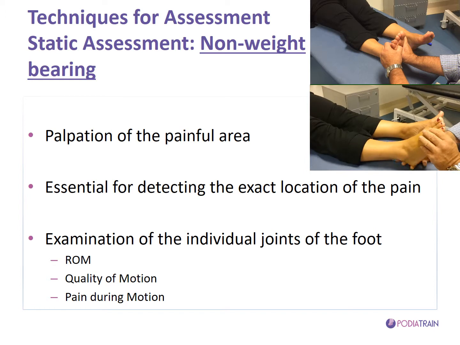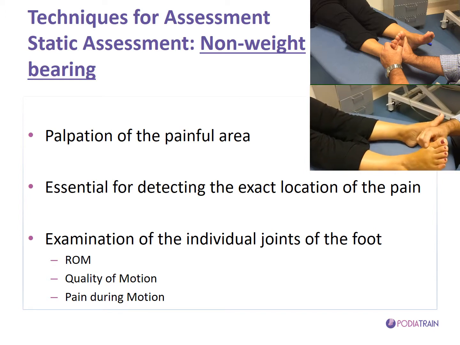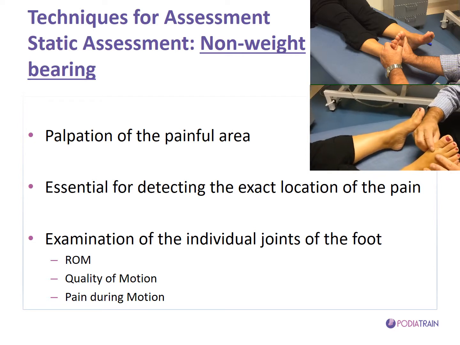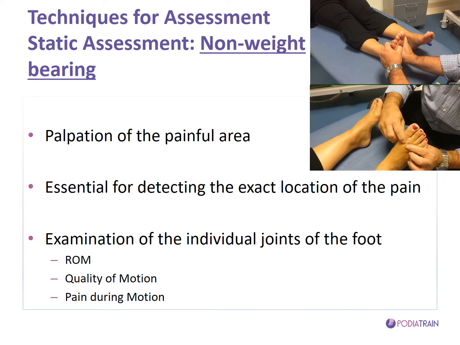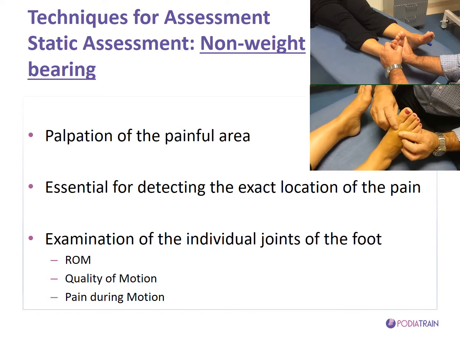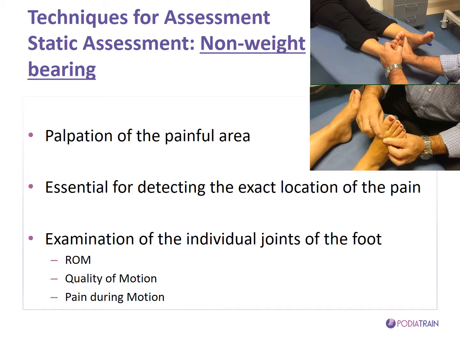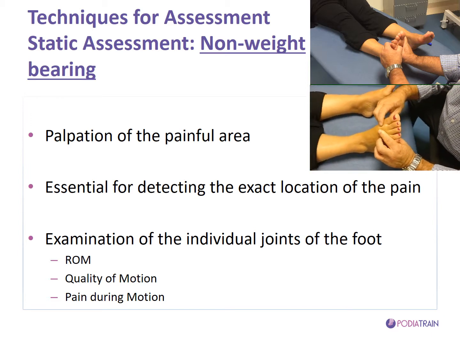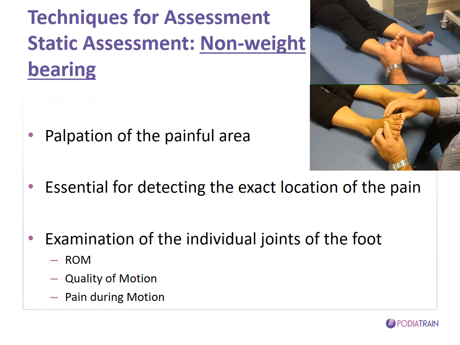Moving further distally, the first ray is examined by grasping the first metatarsophalangeal joint and the other metatarsophalangeal joints, and moving the first ray upwards and downwards in order to determine the position of the first ray, whether it is plantar flexed, dorsiflexed, or whether it is rigid, or whether it is hypermobile, because it's very important data that we need when we are designing any possible orthosis.